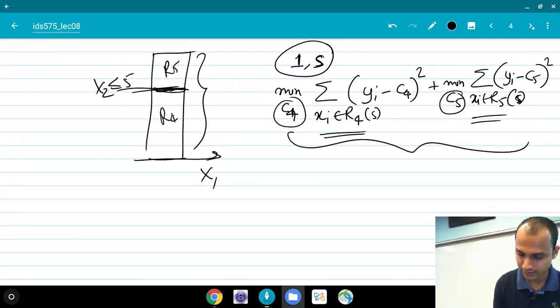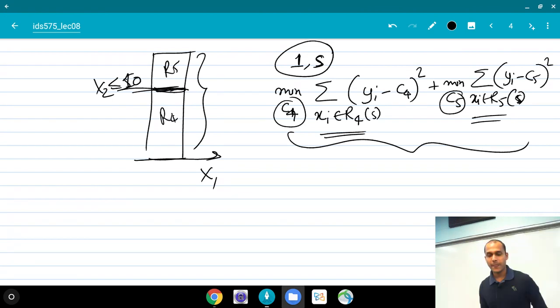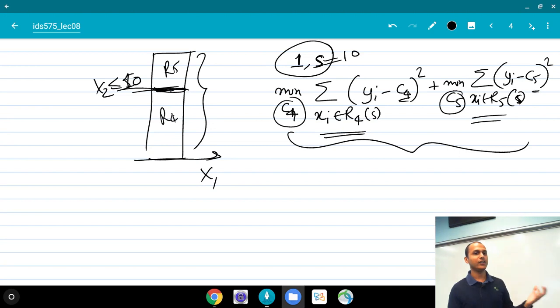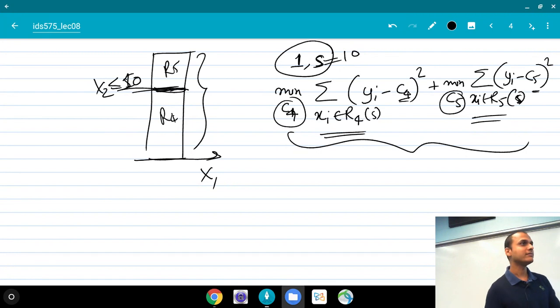x2 less than or equal to 5. Was it 5? I think 10. Yeah. So the s value was 10 here in that example, and you just get this number. You have data, and you don't know c4 and c5, but you can figure them out by minimizing this. Okay, and you get the score. And you can get the score for feature 1, s is equal to 11, s is equal to 9, s is equal to 8. For every choice, you can get a score and pick the split that has the lowest score.